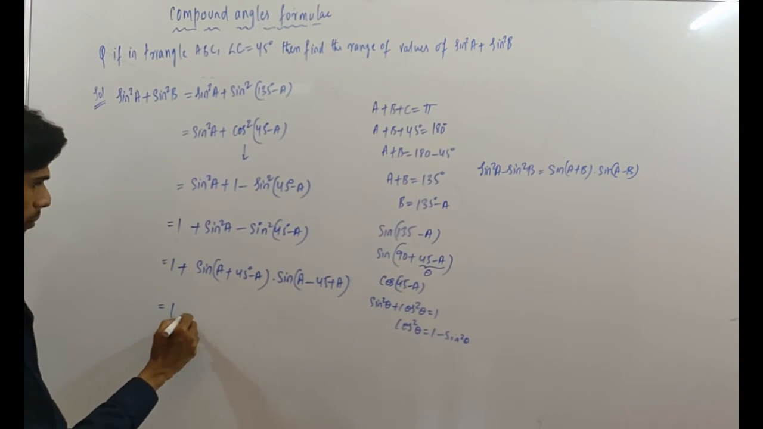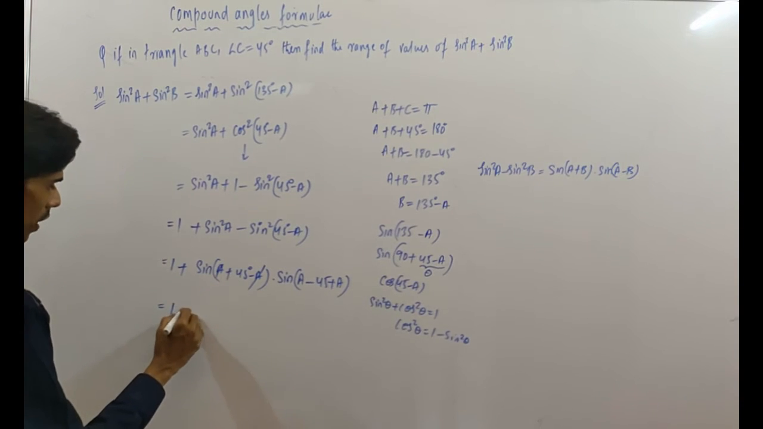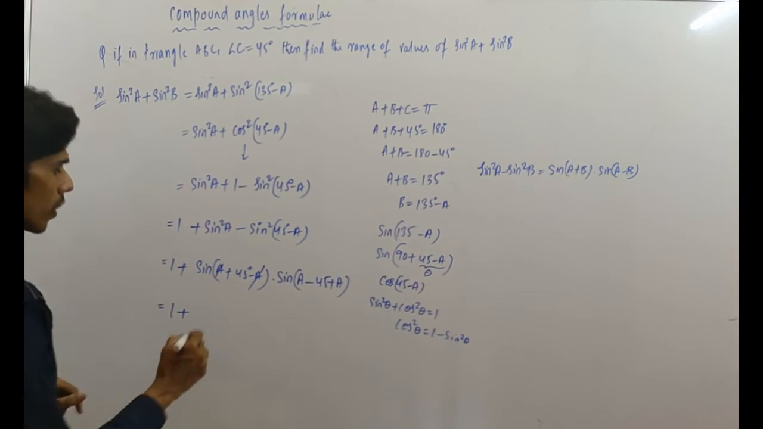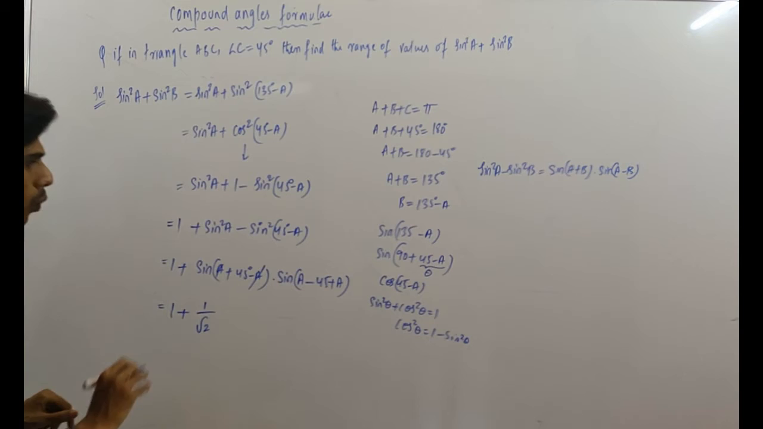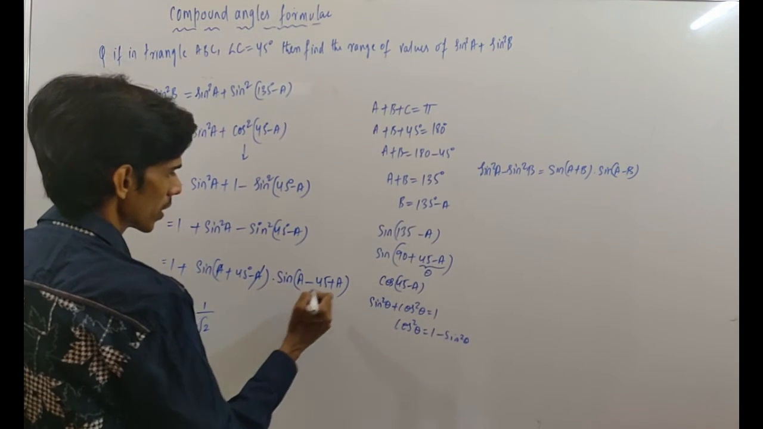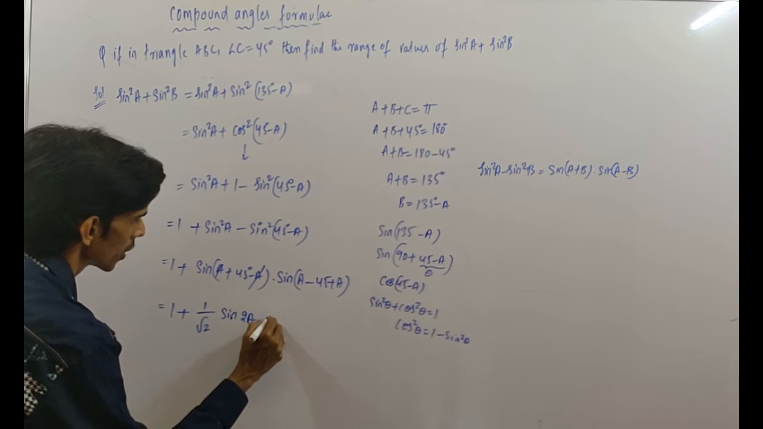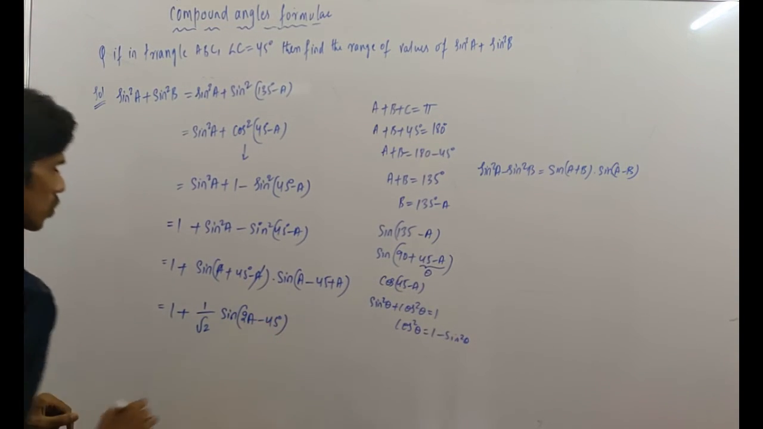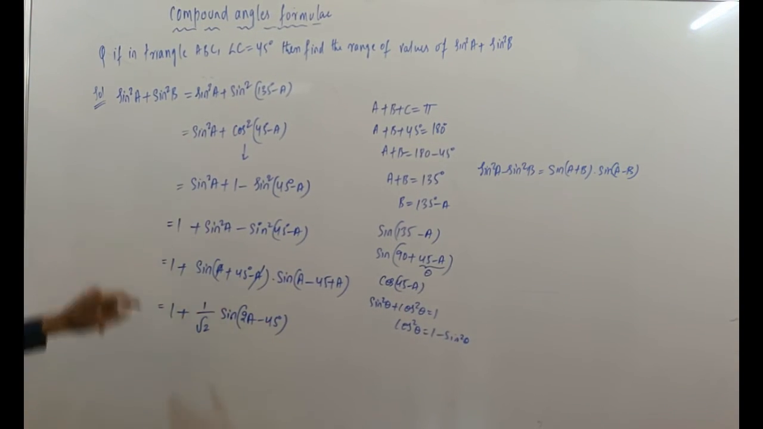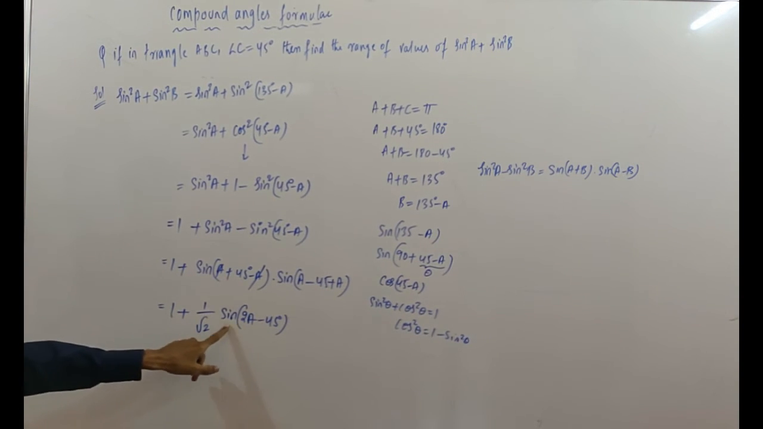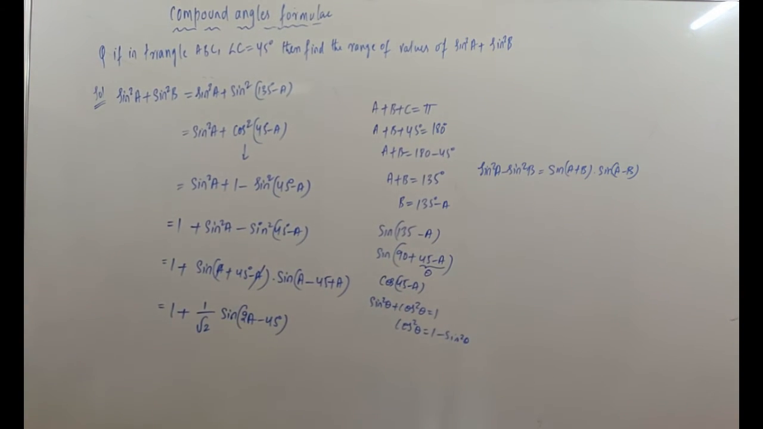Now this becomes 1; this A and this A get cancelled. Sin 45 is 1 by root 2. Here we have A plus A, 2A, so it becomes sin(2A minus 45 degrees). So the value of sin²A plus sin²B is 1 plus 1 by root 2 sin(2A minus 45 degrees).